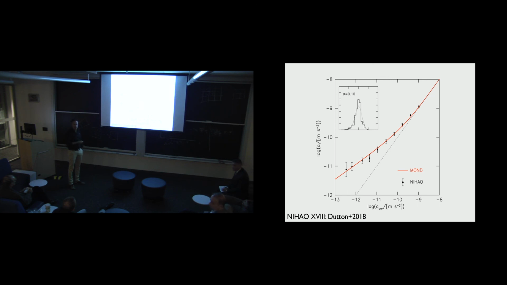Is the radial acceleration data you're talking about the stuff that I associate with Lelli and McGaugh? Exactly. It would have been nice to see it. I don't know if I have the best plot here, but the paper is out. It's on the arXiv, where we go deep. We dissect this in all possible ways, and we always get it.